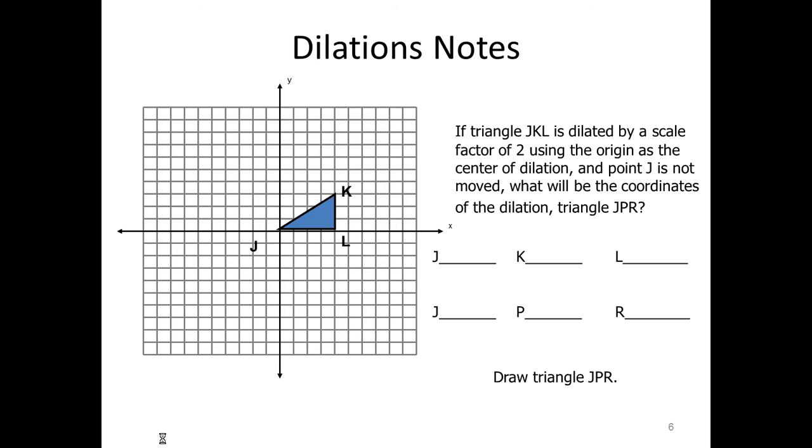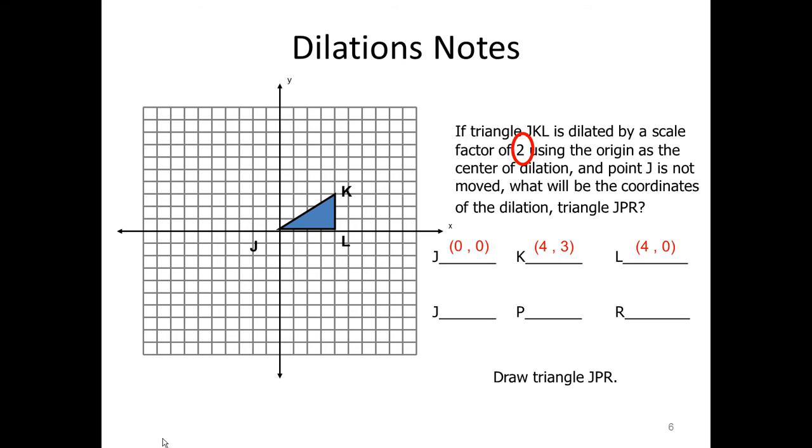Okay, we're going to move on here into our dilation notes. So now if I give you a triangle JKL and it's going to be dilated by a scale factor of 2, using the origin as the center of dilation, and point J is not moved, what will be the coordinates of the dilation triangle JPR? Well, the first thing you have to do is find our coordinates for J, K, and L. Now that we have our coordinates for J, K, and L, let's see if we can just apply the scale factor. So the scale factor is 2.